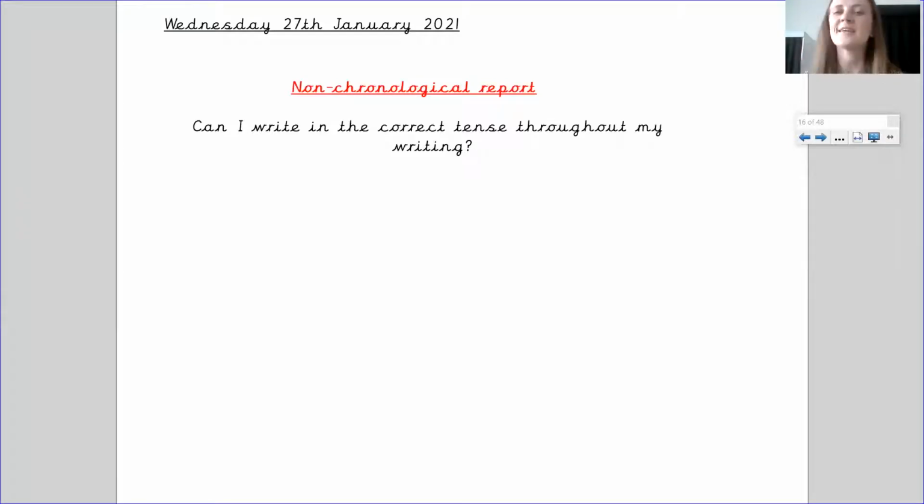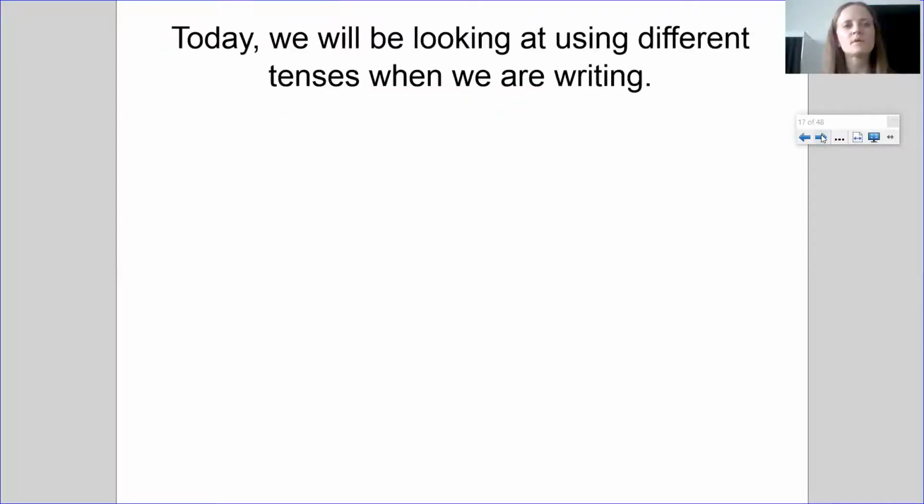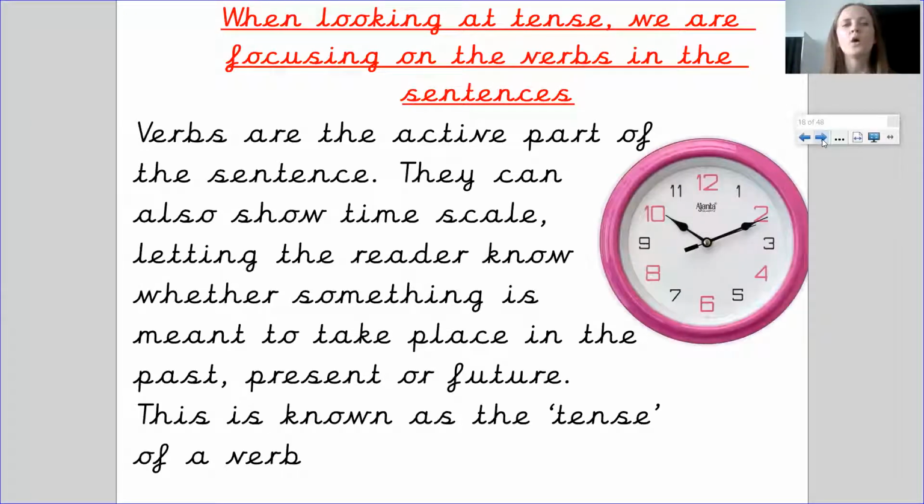So today we're going to look at writing in the correct tense throughout your writing. So we're going to look at using different tenses when we are writing. We know that when we are looking at tenses, we're focusing on the verbs in the sentences. So the verbs are the active part of our sentence. They're the doing words that we would be using.